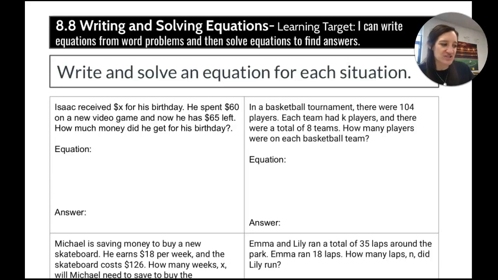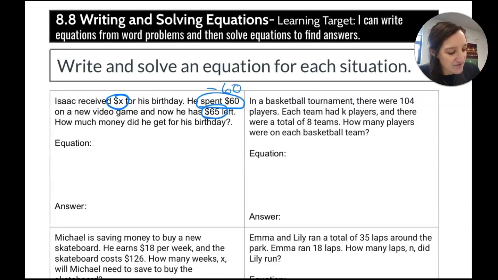Well, let's first write the equation and then we can solve the equation. So if he spent $60, that means that he's going to minus it, right? He started with X dollars. He spent 60 of it. Now he has $65 as his new total, right? So an equation we could write is that's how much he got for his birthday. He spent 60 of it and now he has $65 left. That's one way to look at it, right? Or you could say, he had 65 left, and then he spent 60 of it, so that will also give us the amount, okay?